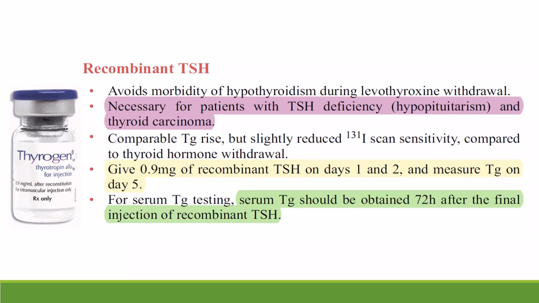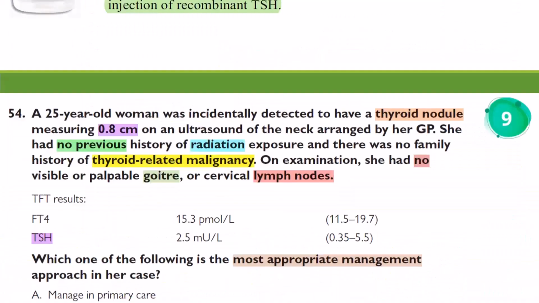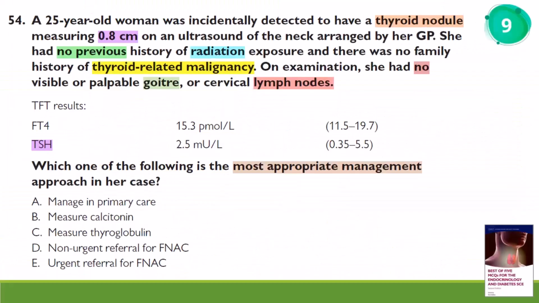Dosage of it, we will give 0.9 milligram of recombinant TSH on day 1 and day 2, and measure TG on day 5, actually after 96 hours. For serum TG testing, serum TG should be obtained 72 hours after the final injection of recombinant TSH, and I will cover it in a diagram. So this, I have 2 questions from the textbook, and I will cover it again in the Thyrogen.